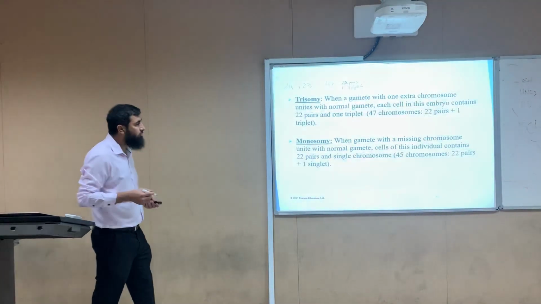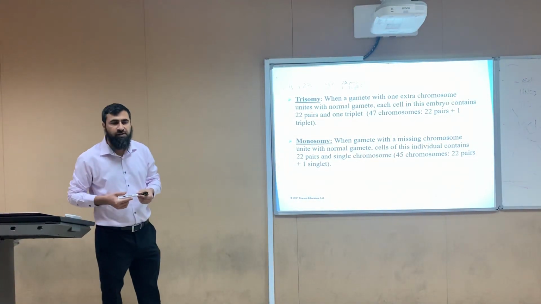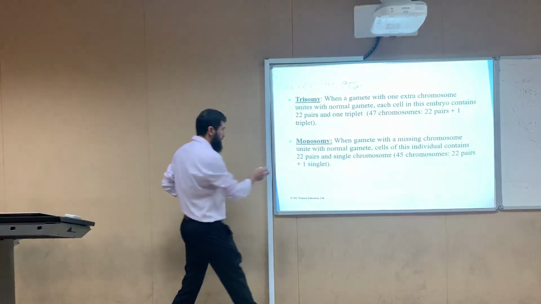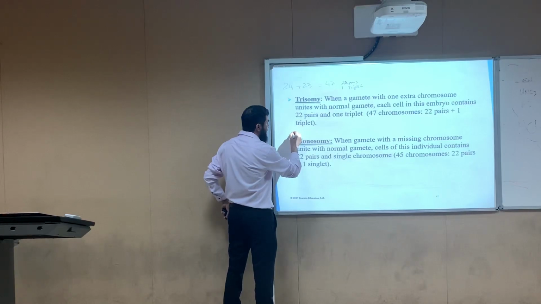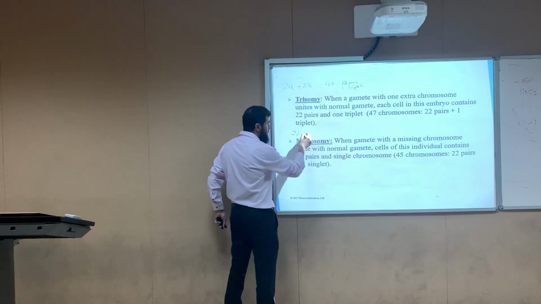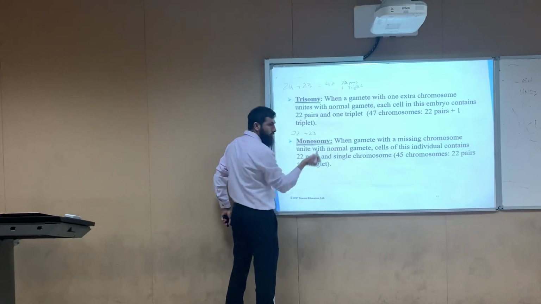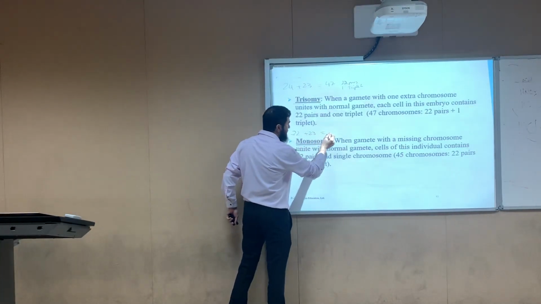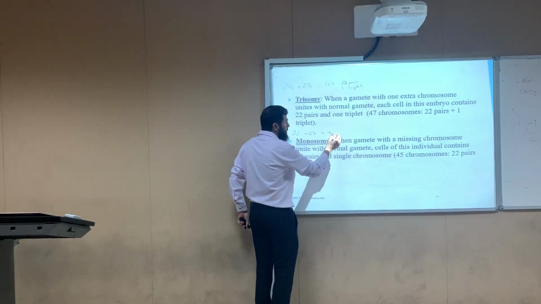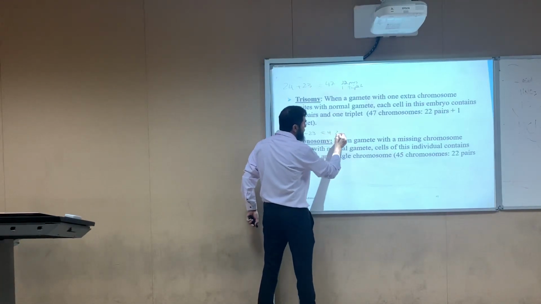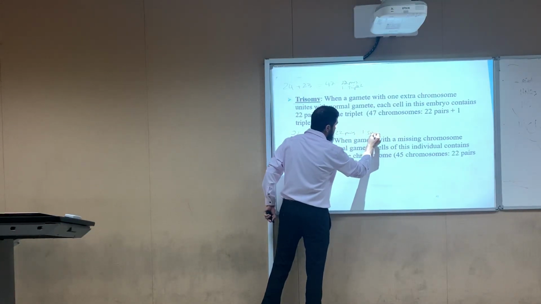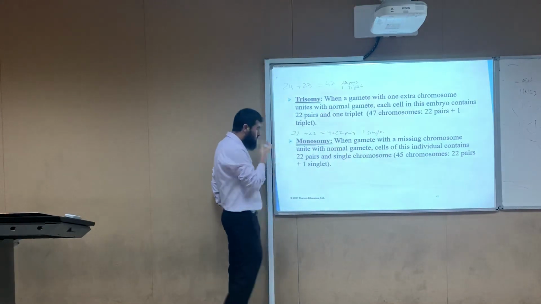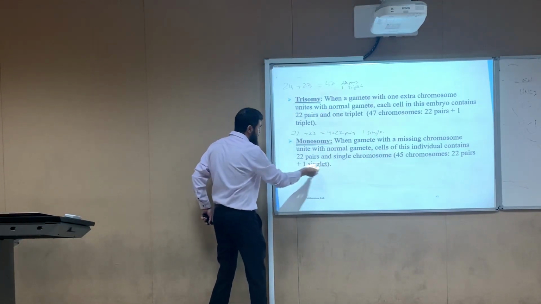If you have only one of the homologous pair for one of the chromosomes, it's called a monosomy. So you have a gamete with 22, and you fertilize it with a normal sperm. What you end up with is 45: 22 pairs and one single chromosome.